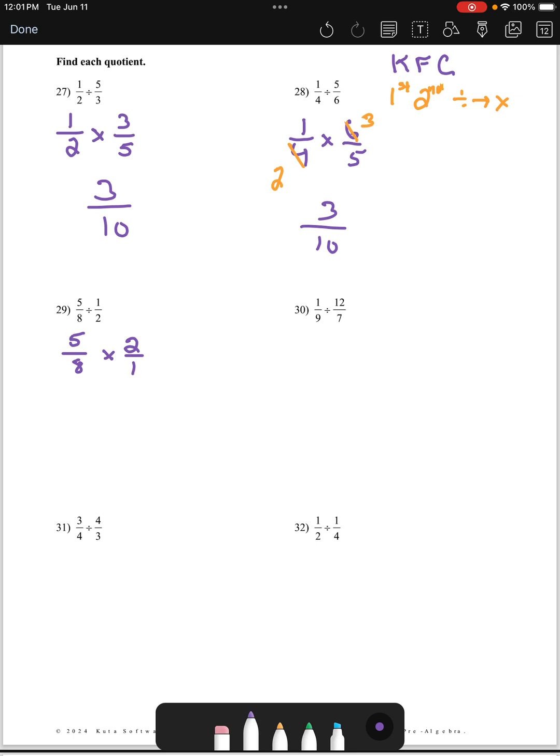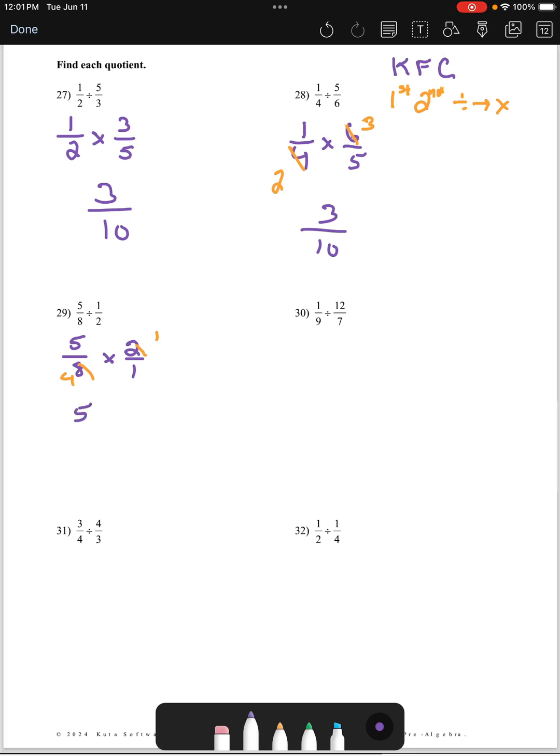That's the idea today, so I invite you to pause and try 29 to 32 and come back and check. For number 29, we keep 5/8, we flip 1/2 into 2/1, and we change the division into multiplication. We can simplify the 8 and the 2. They become a 1 and a 4 respectively. So 5 times 1 is 5, over 4 times 1 is 4. That's improper. We can take a single 4 away from 5, and when we do that, we are left with 1. 1 and 1/4.